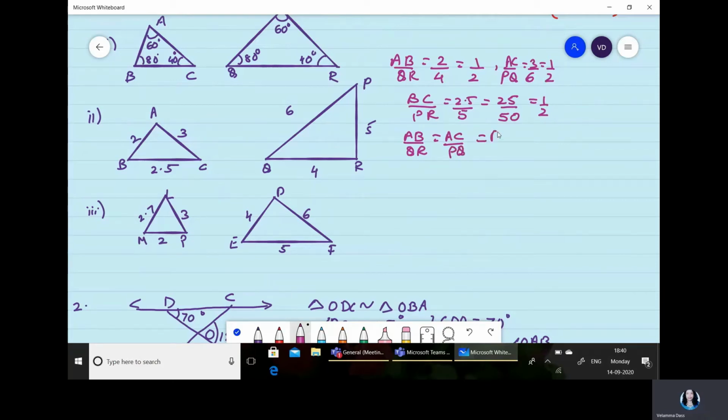So AB upon QR equals AC upon PQ equals BC upon PR. All these three ratios are equal, and this is equal to half. So now clearly we can say that this triangle is similar to this triangle, that is triangle ABC and PQR.